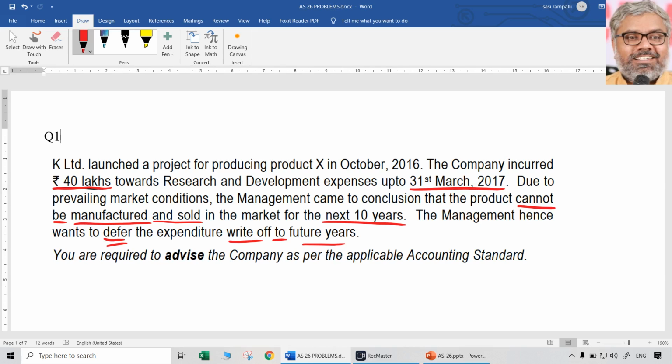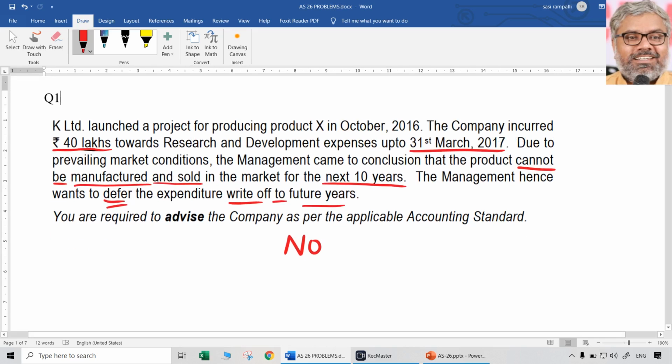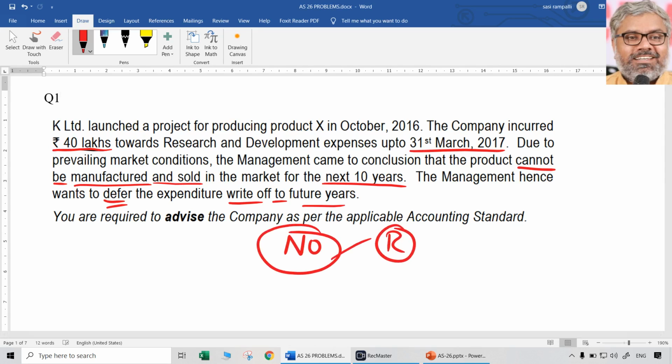Is management correct in deferring that expenditure and writing it off in future years? Answer is no, they are not correct. Why? Because clearly this expenditure on research and development is not meeting the asset recognition criteria. Of course, research expenditure cannot be deferred, it has to be charged off to the P&L account. Even the development expenditure can only be deferred and amortized.